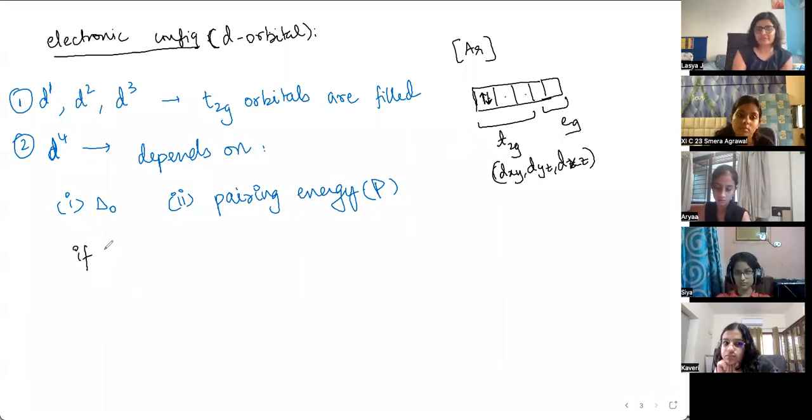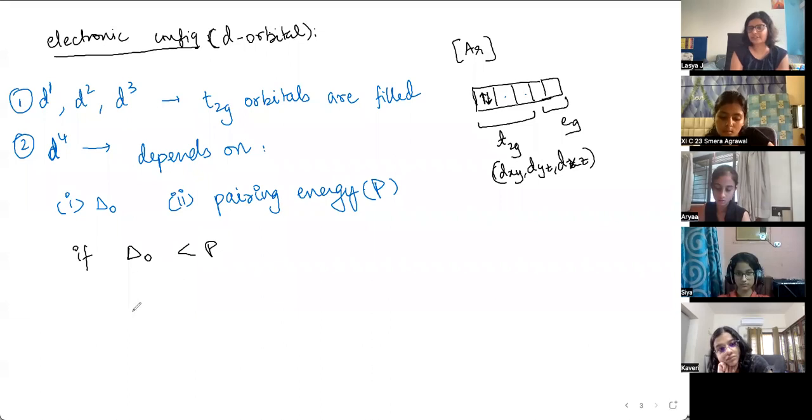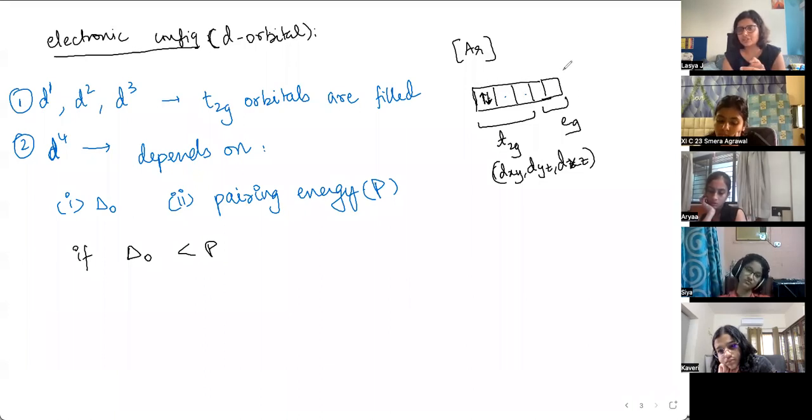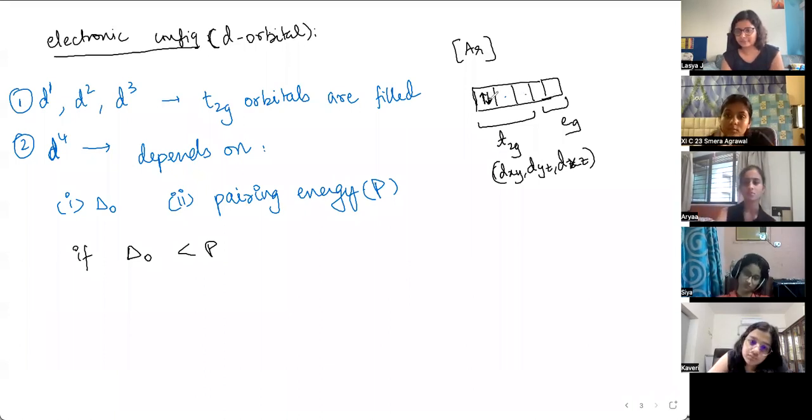So if the splitting energy, delta naught, is less than the pairing energy, it means it takes more energy to pair the electron than the difference between the orbitals. The difference between the orbitals is much lesser than how much energy it takes to pair the electron. Making sense?